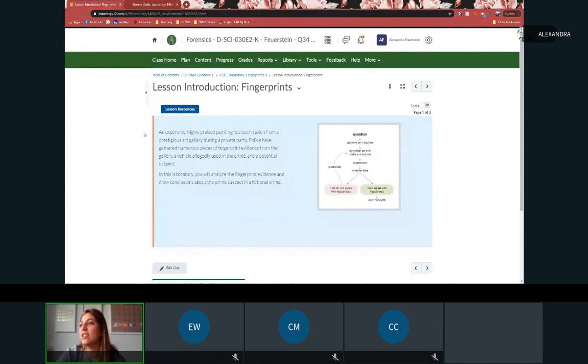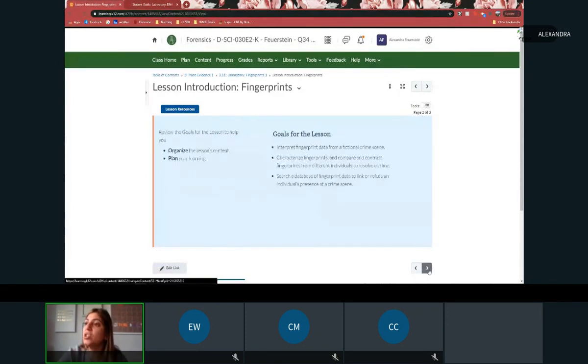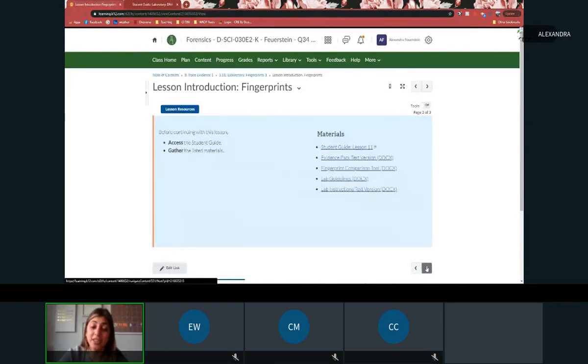So in this investigation, what we're looking at is a pretty high-profile heist crime. Someone came in and stole a highly praised painting, but they left some fingerprints behind. What we're going to do is look at the fingerprints from the crime scene and investigate them and try to determine to whom they belong.